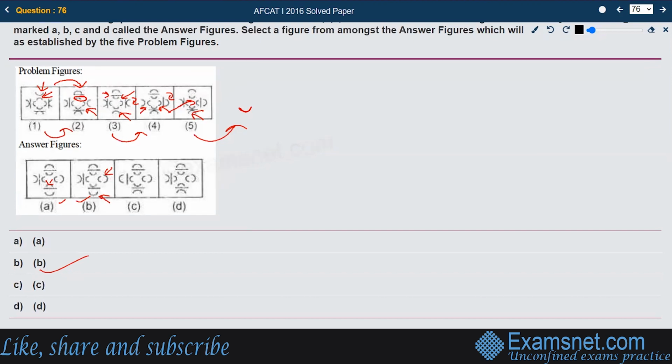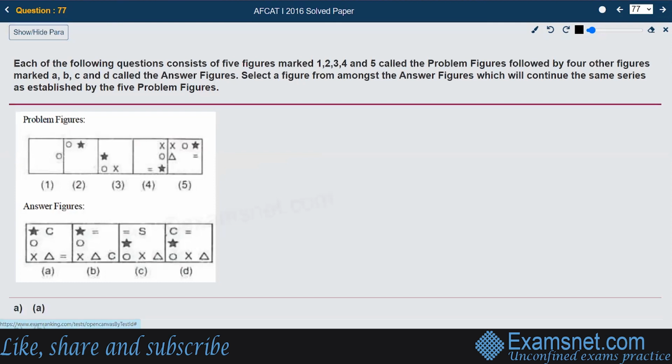Now, next question. Now he's saying we are supposed to do again the same thing. We have to find out what will be the next figure. So if you have a closer look at the questions given, from 1 to 2, what is happening is that ahead of this blank circle, there is a star placed. From 2 to 3, what is happening is behind the hollow circle, there is a cross that has been placed.